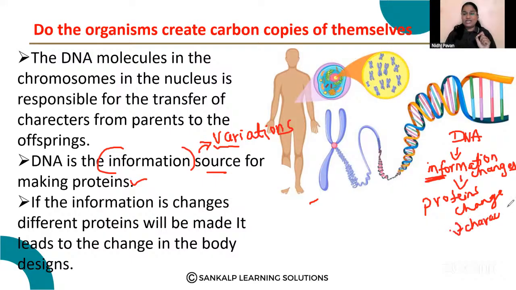It will cause the differences between parents and offsprings. Certain proteins will remain the same, so that characteristic will remain the same. Certain proteins will change. Why will it change? Due to change in the information from the DNA.